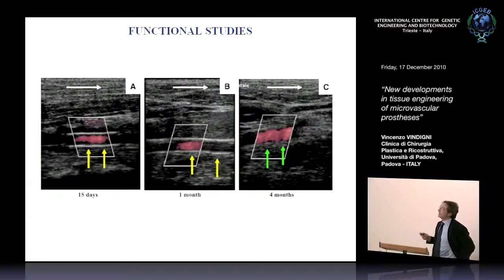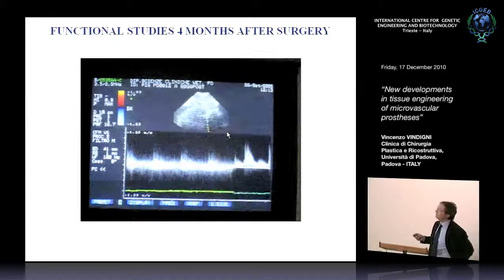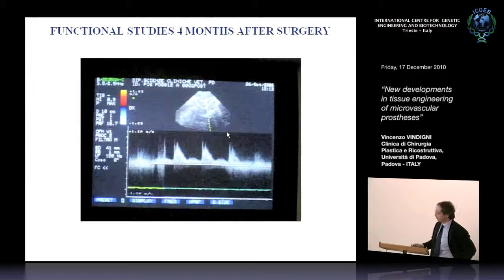We perform also functional study using echo Doppler. This is the wall of the prosthesis 15 days after surgery. This is the blood flow 1 month after surgery, and 4 months after surgery you have some problem to identify the vascular wall, the prosthesis, because it's nearly completely reabsorbed, but you can see that the blood flow is well represented inside the new artery. And again, echo Doppler results show that the blood flow is preserved inside the prosthesis 4 months after surgery.